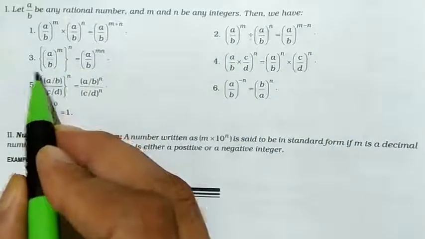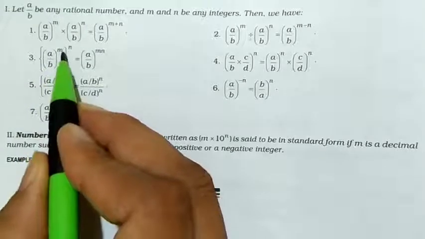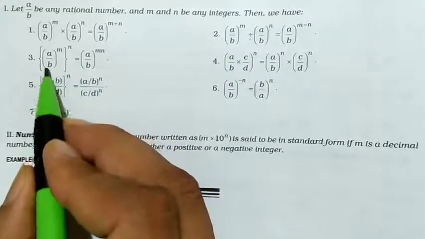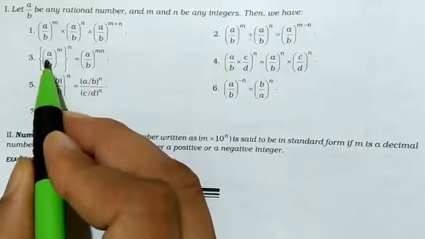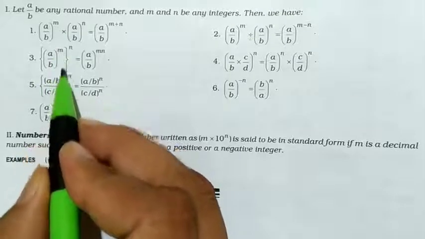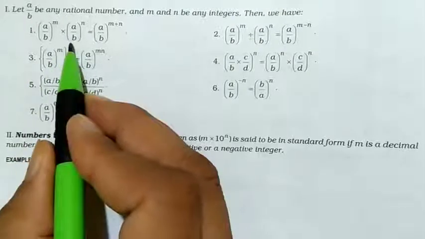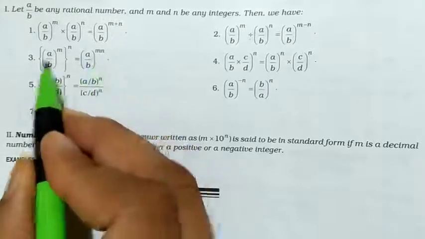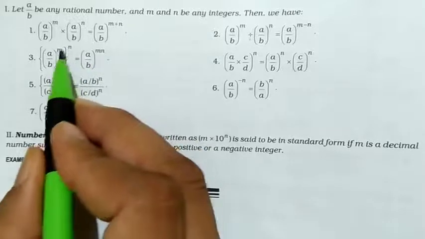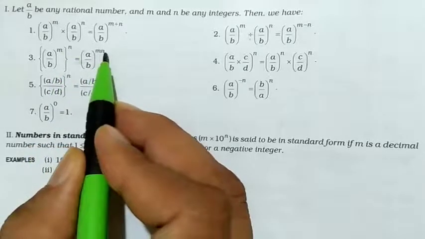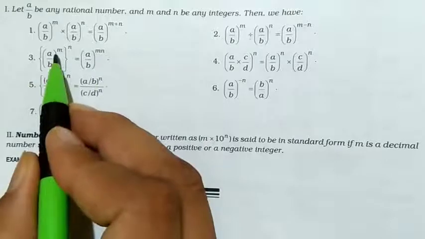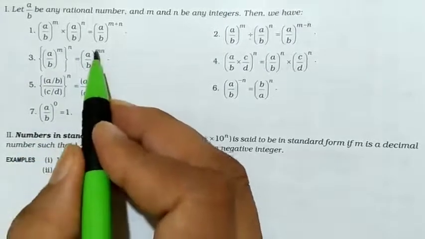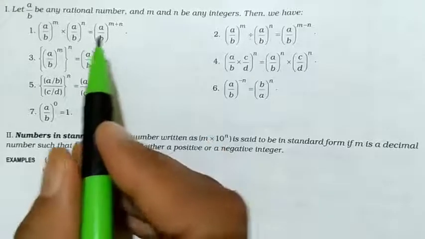Third law of exponents is a by b whole power m, and again whole power n. So this is the basic rational number, the base, and its power is the exponent. So we can write this as a by b, the same rational number, power m multiplied by n. When a by b whole power m is raised to whole power n, we write a by b whole power m multiplied by n.